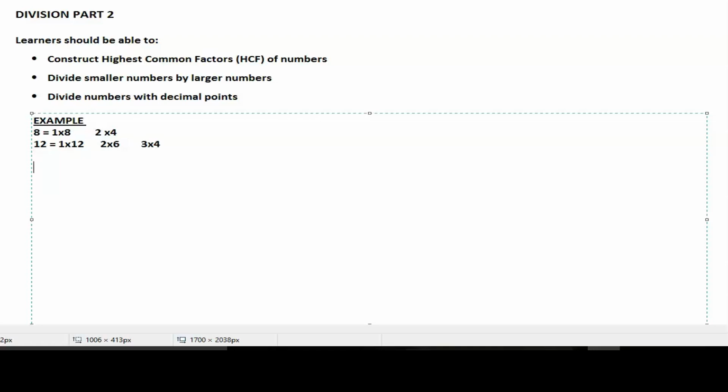So for 8, the factors are 1, 2, 4, and 8. For 12, the factors are 1, 2, 3, 4, 6, and 12.